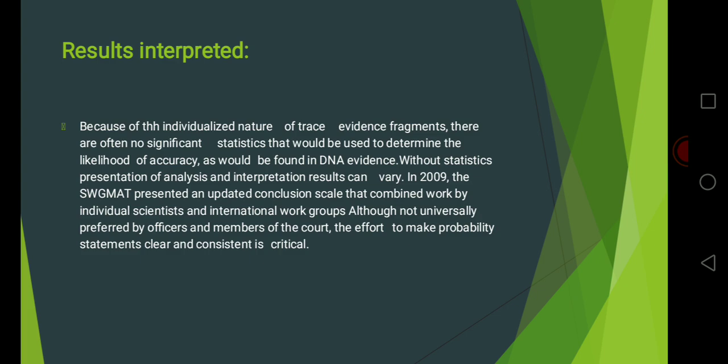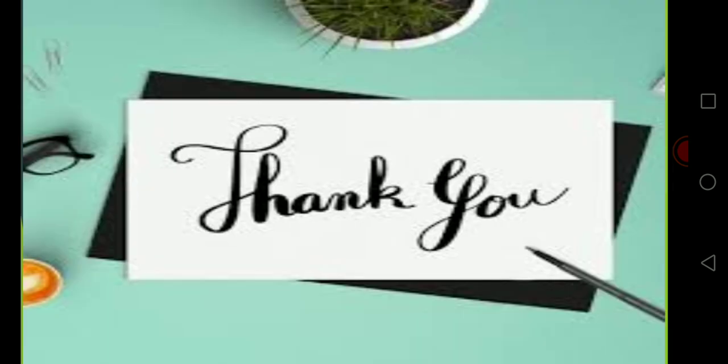In 2009, the SWGMAT presented an updated conclusion scale that combined work by individual scientists and international work groups, although not universally preferred by officers and members of the court. The effort to make probability statements clear and consistent is critical.